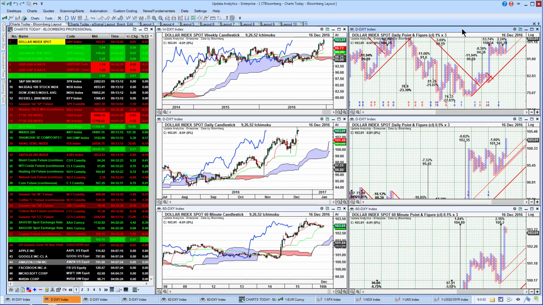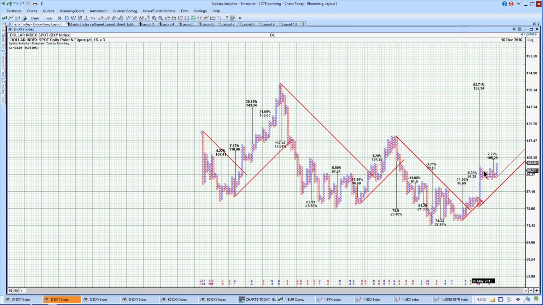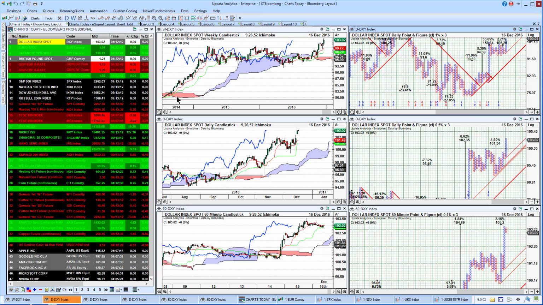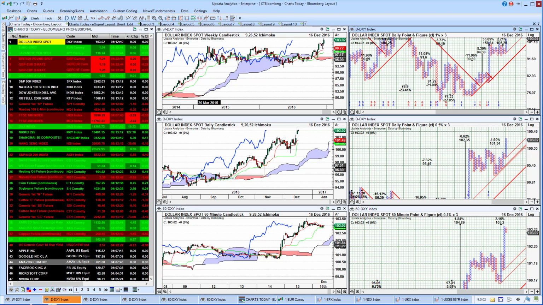And the very long term 1% chart, we have a massive upside target right back to the sort of highs we saw in the late 80s. But of course, that will take a long time to play out. But for the moment, it looks like we're going to have another run like we saw in 2014 all over again. So next year should be a big year for the dollar.